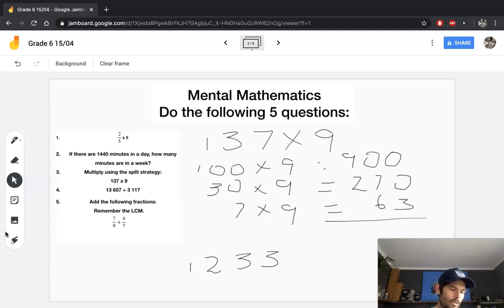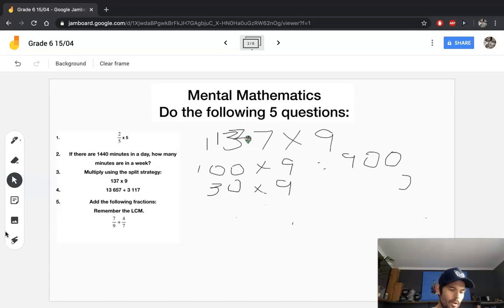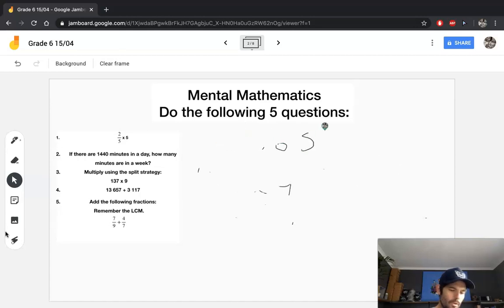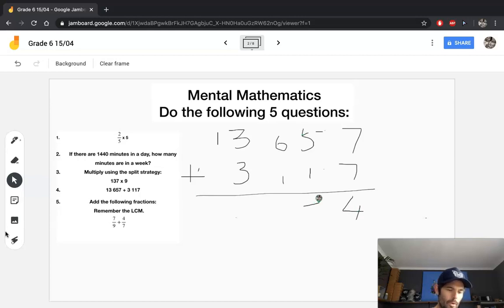The next question is just a straightforward addition question. 13,657 add 3,117. That's just to refresh some calculations, addition for you. The big thing here is to put the correct numbers in the correct columns. Then the next thing to remember is to carry when numbers add up to more than 10. Let me clean that one up for you. 7, 6, and 1. So 16,774.